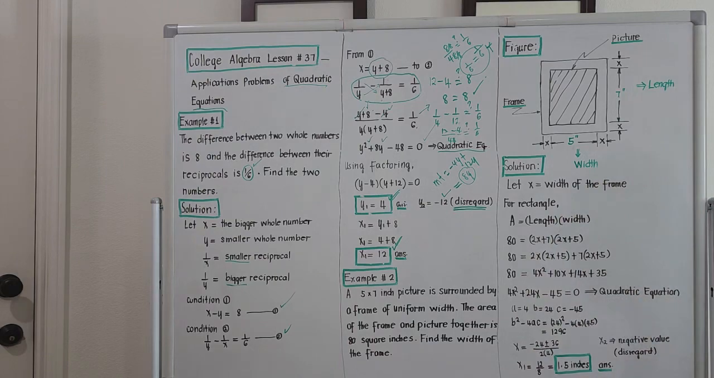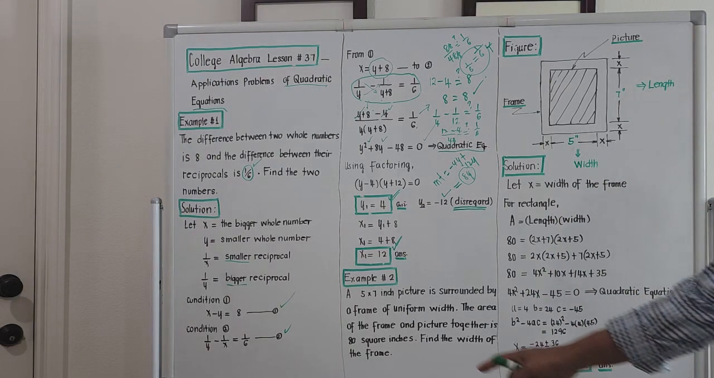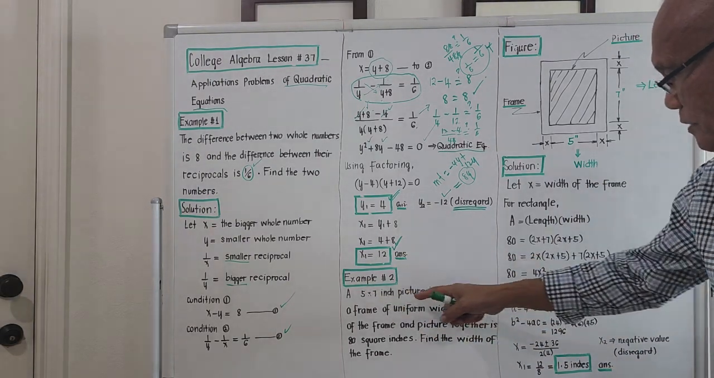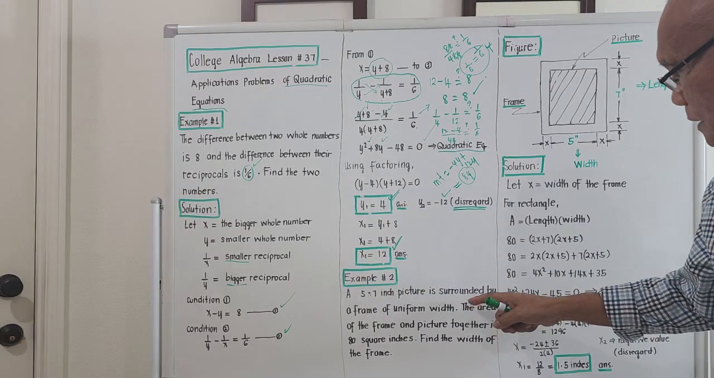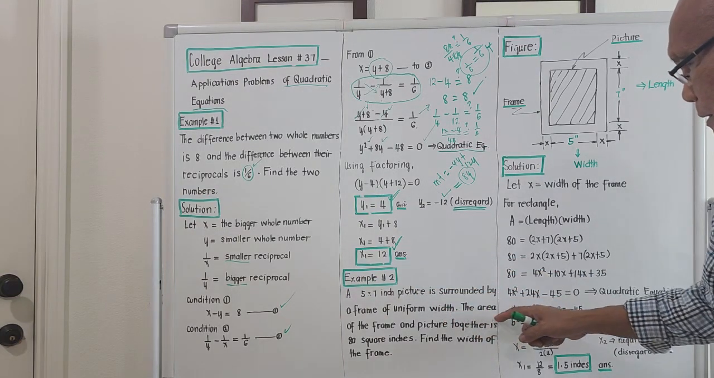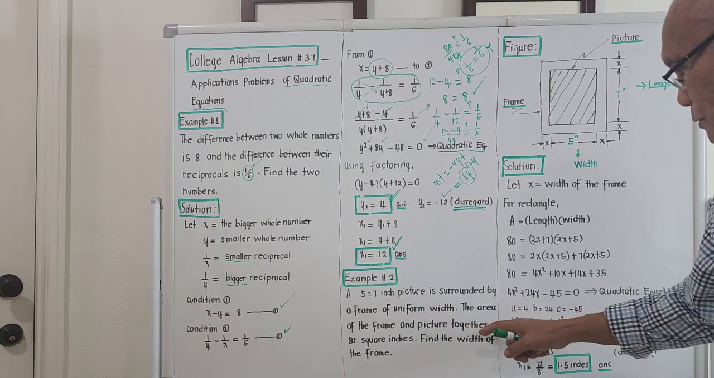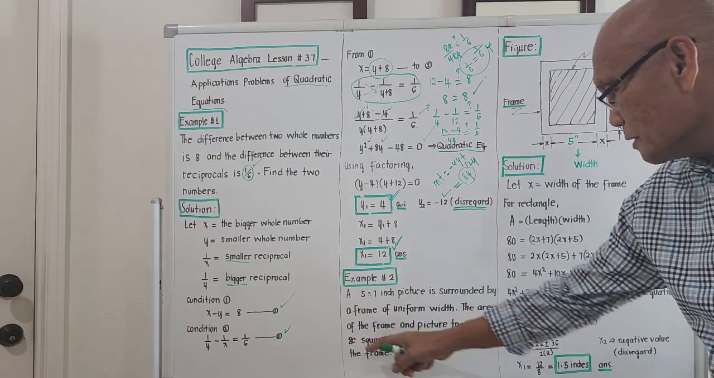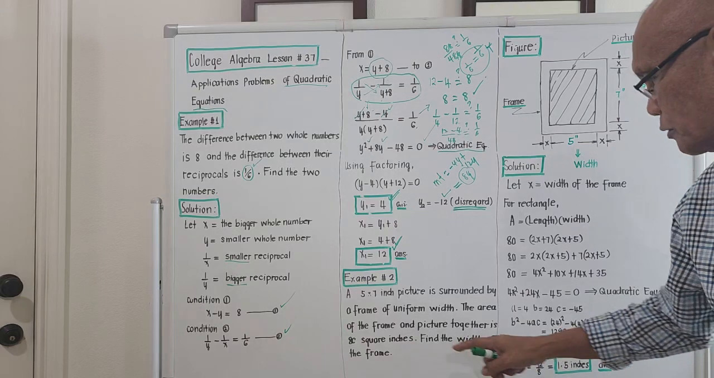Okay, example number 2. A 5 by 7 inch picture is surrounded by a frame of uniform width. The area of the frame and the picture together is 80 square inches. Find the width of the frame.